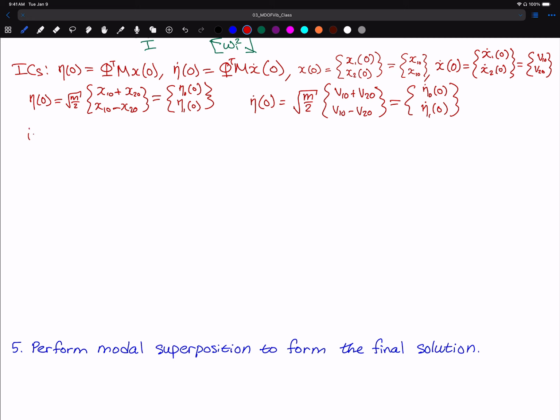So for the first mode, we're going to have i equal to 0, and we're going to get here eta 0 double dot plus omega 0 squared eta 0 equal to 0. That is the equation of motion. The initial condition, eta 0 of 0, is going to be equal to the square root of m over 2 times x1 0 plus x2 0. We're going to call this p0.